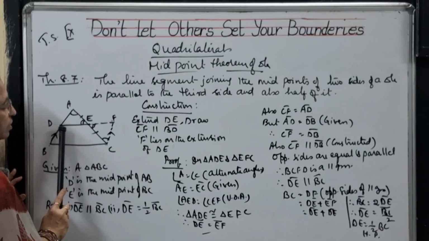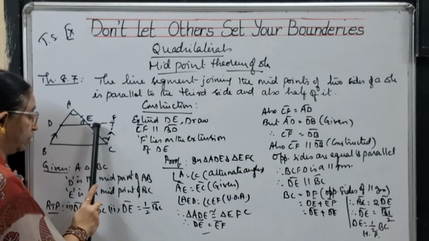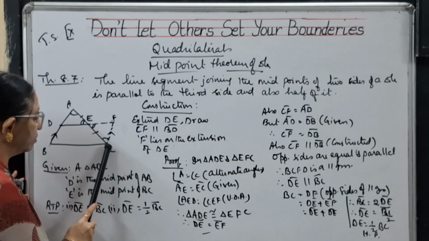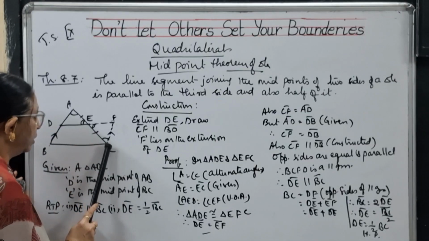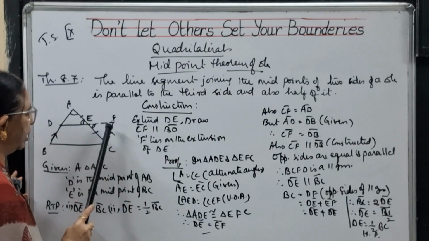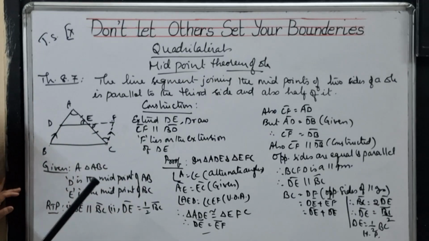For this, the construction is: you have to extend DE to F. On extending DE to F, you also have to draw a line CF parallel to BD, and F lies on the extension of DE. So draw CF parallel to BD, and F lies on the extension of DE. Now let us go for the proof.